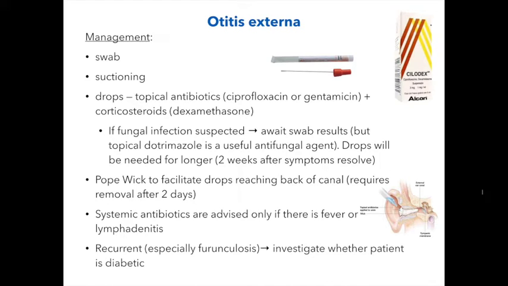So antibiotics are, in our trust, our poison of choice is Silodex. So it's ciprofloxacin and dexamethasone. Sometimes you can also get gentamicin and dexamethasone. With gentamicin, you have to be careful that there really is no perforation of the drum. So if you can't see the drum, try and stay away from gentamicin, because it can actually lead to ototoxicity if it gets through the tympanic membrane. If you suspect fungal infection, then await swab results specifically, unless you're very, very convinced. But clotrimazole is a useful antifungal for that.